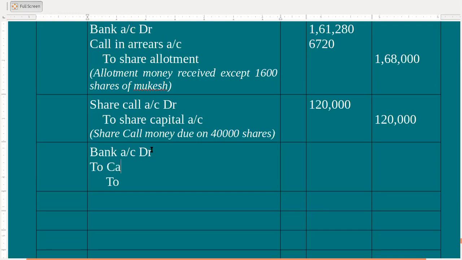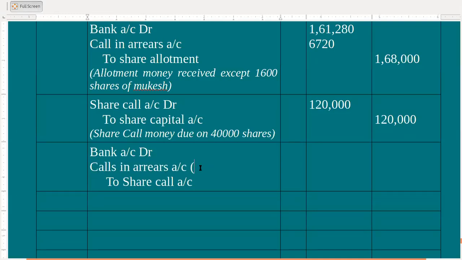So we can provide calls in arrears, right? Yes. Calls in arrears account. Okay, to share call account. To share call account. So here, what will be the amount? Call money, you know, it is rupees 3. Calls in arrears. Two calls in arrears. Sorry.